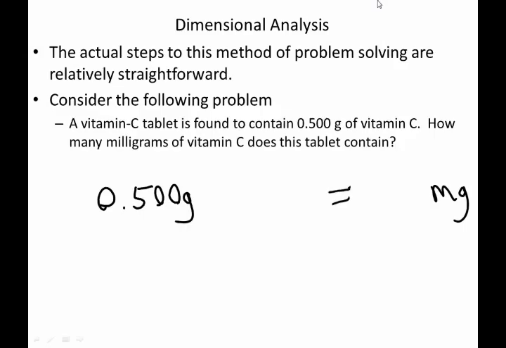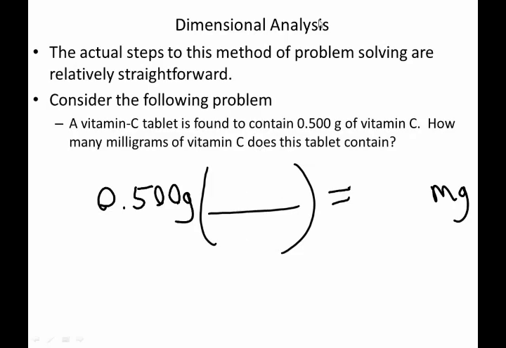So what I'm going to do is build what's called a conversion factor, and we talked about this in the last video. My conversion factor is going to be between grams and milligrams. Remember, in a conversion factor, whatever's in the numerator and whatever's in the denominator have to be equal. So I need some relationship between milligrams and grams.